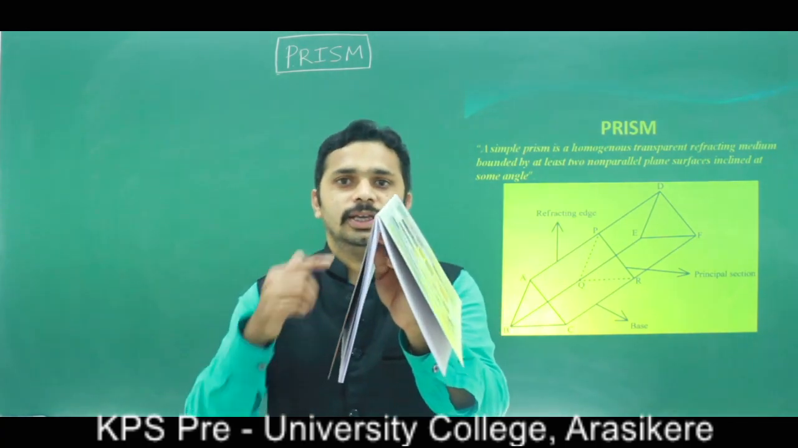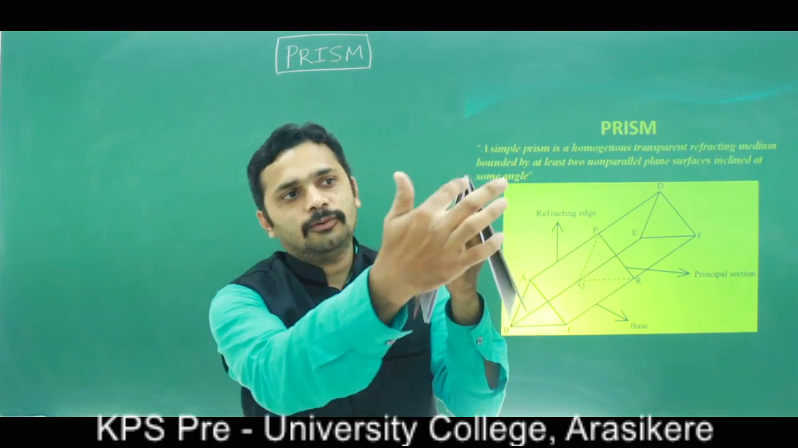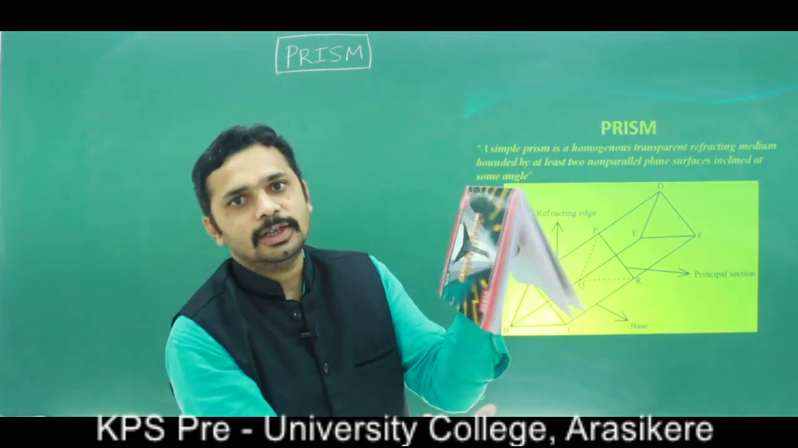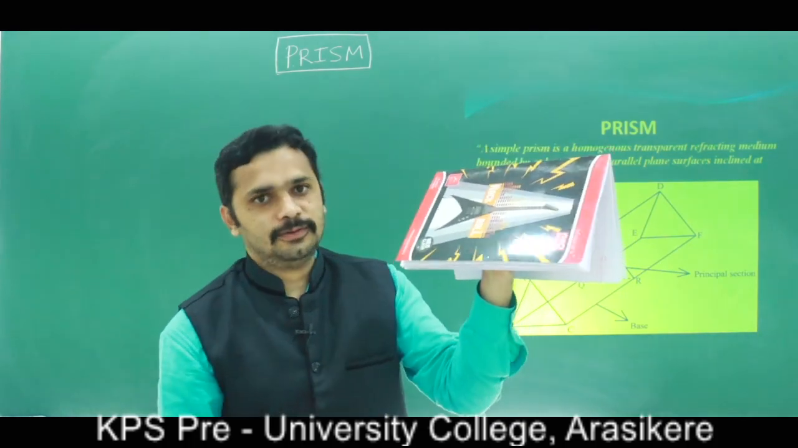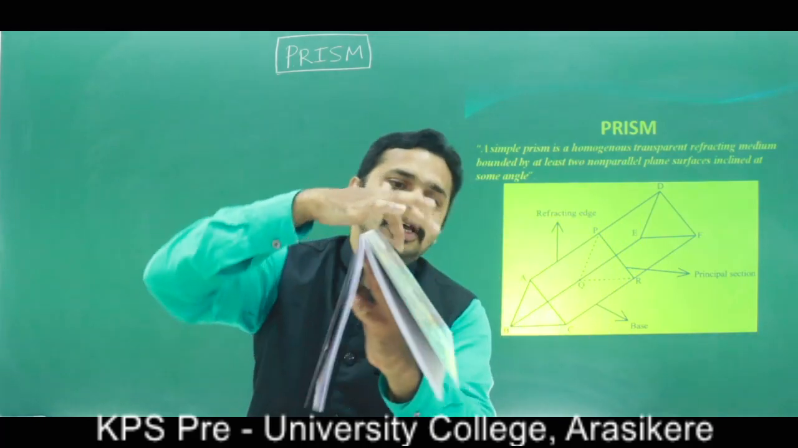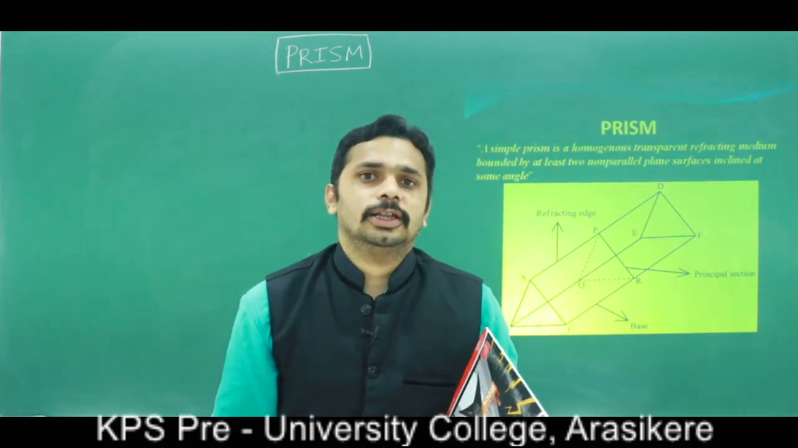A prism is a three-dimensional object. It consists of two triangular faces. Look at here. This is one triangular face and this is the other triangular face. And three rectangular faces. This is one rectangular face. This is another rectangular face. This below is the base, which we also call a rectangular face.